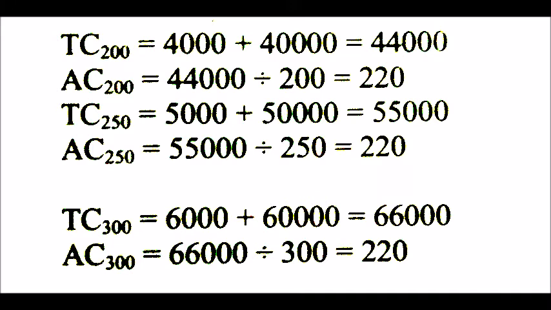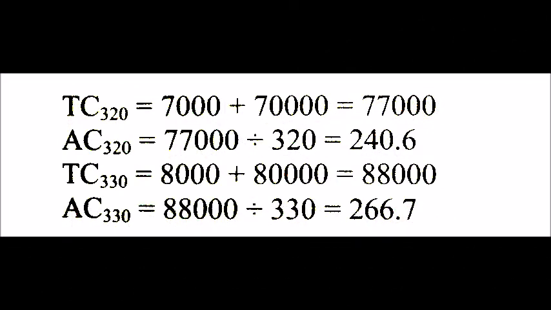Now, the total cost of 300 is 6,000 plus 60,000, which will give you 66,000. So average cost of 300 is 66,000 divided by 300. That's 220. Then TC of 320 is equal to 7,000 plus 70,000, which is equal to 77,000. So AC of 320 is equal to 77,000 divided by 320, which is equal to 240.6.